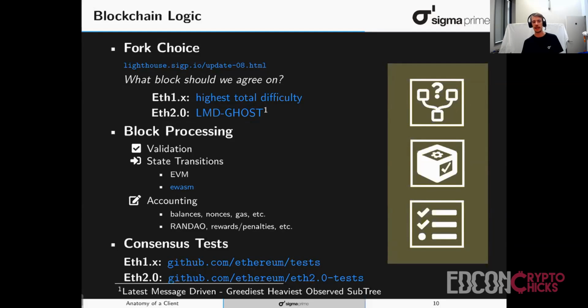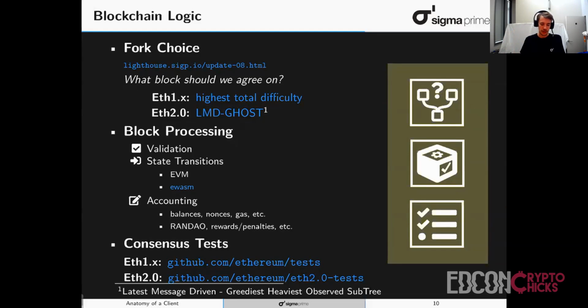State transitions is, and I've got one point here about state transitions, but this is actually a huge topic in itself. It's mostly about the Ethereum virtual machine and the way in which we process transactions and manage the state. So when I call a contract, the state of that contract changes, and we need to be able to calculate what the new state is. In Ethereum 1.0, the EVM, the Ethereum virtual machine, is the way that we do that. It's a way to interpret compiled bytecode to perform the state changes.